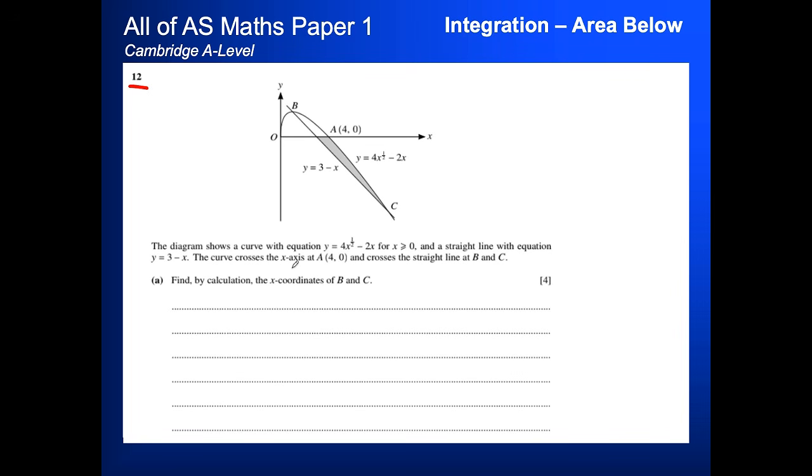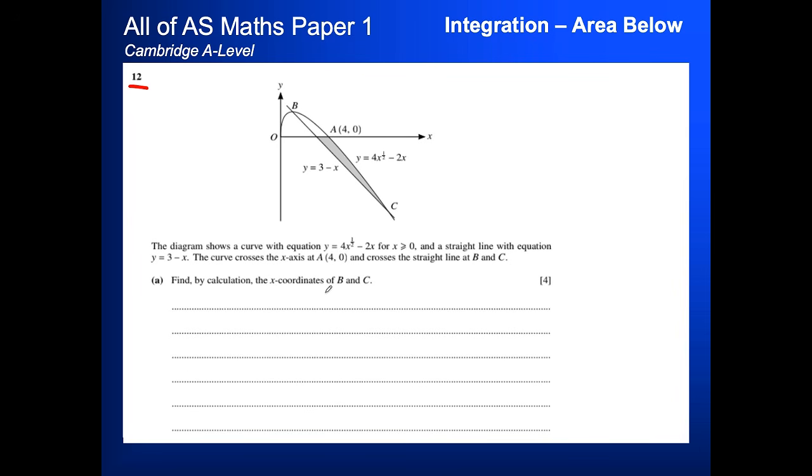So the diagram shows a curve with equation y equals 4x to the power of a half minus 2x, if x is greater than 0, yep, you can see it's all to the right of the origin point, and a straight line with equation y equals 3 minus x, which we have there. The curve crosses the axis at (4, 0), which we're given, and crosses the straight line at B and C. And this is quite typical for an integration question. They'll get you to do some algebra first before we actually look at finding that shaded region.